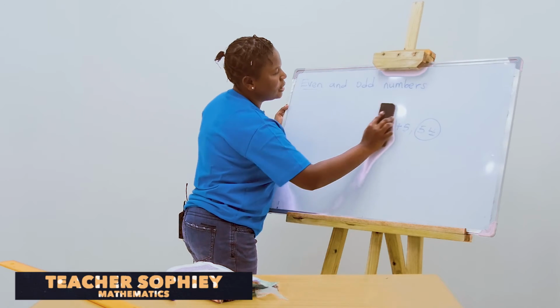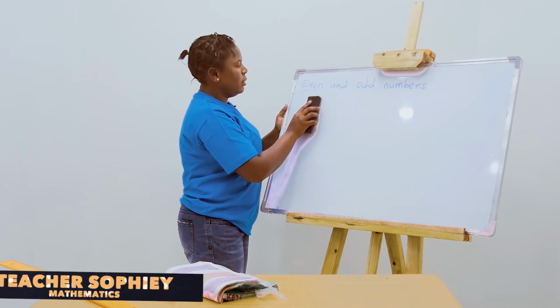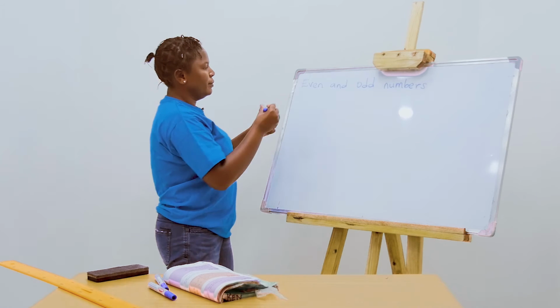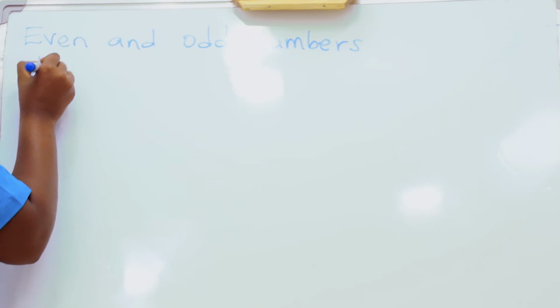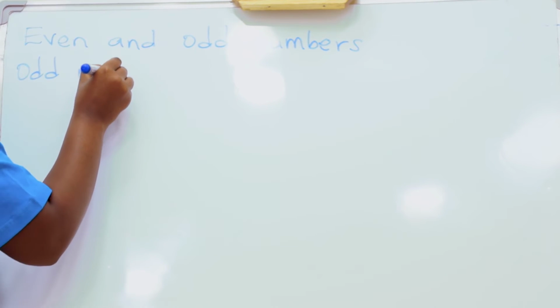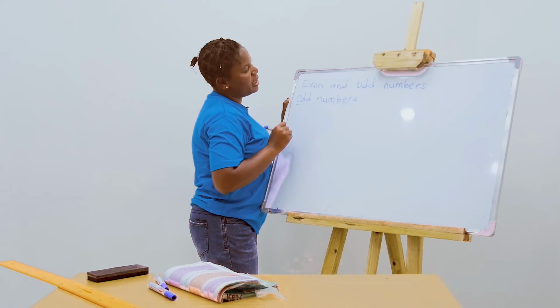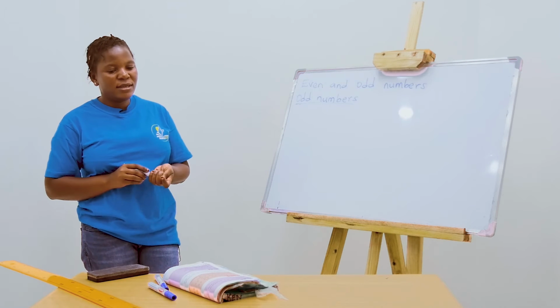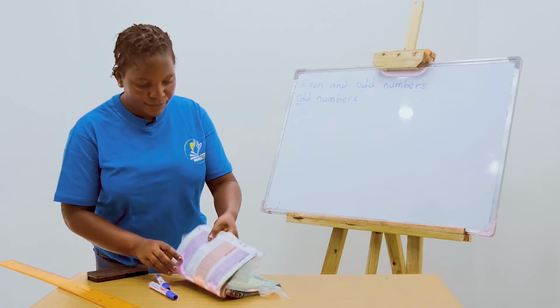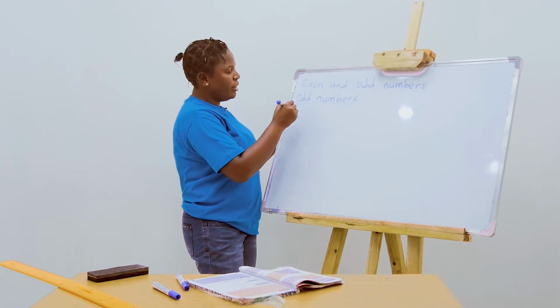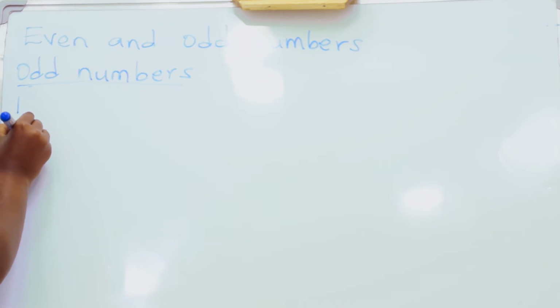So let us look at our next numbers, which are odd numbers. Odd numbers are numbers that end with 1, 3, 5, 7 and 9.